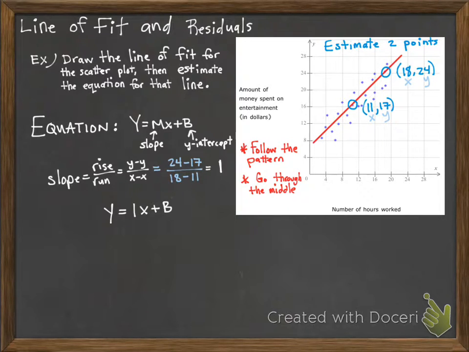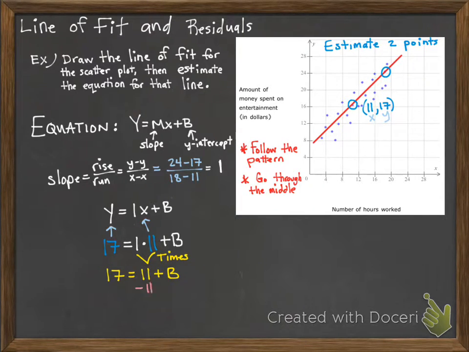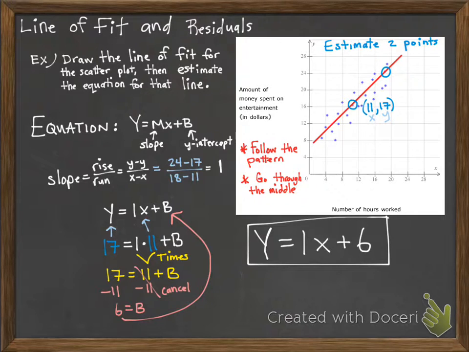In order to find the y-intercept, we want to ignore one point and just focus on the other. In this case, x equals 11 and y equals 17. And we're going to plug those values into our formula so far, where the y-coordinate is 17 and the x-coordinate is 11. Then we solve this equation for b by multiplying 1 times 11 and then subtracting 11 on both sides to cancel it out and find out that b equals 6. Now that we know b is 6, we can plug it into the last remaining section of our equation and we get y equals 1x plus 6. 6 is our y-intercept and 1 is our slope.